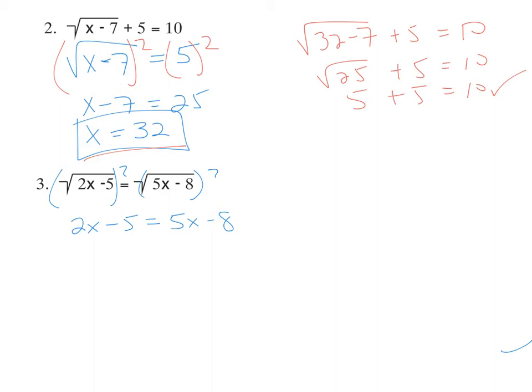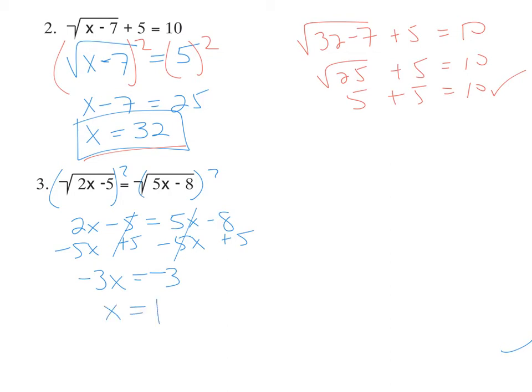And is it linear or quadratic? I don't have any x squareds, I just have x's. So all I need to do is get the x by itself. I'm going to subtract 5x and add 5. And I get negative 3x equals negative 3, so x equals 1.